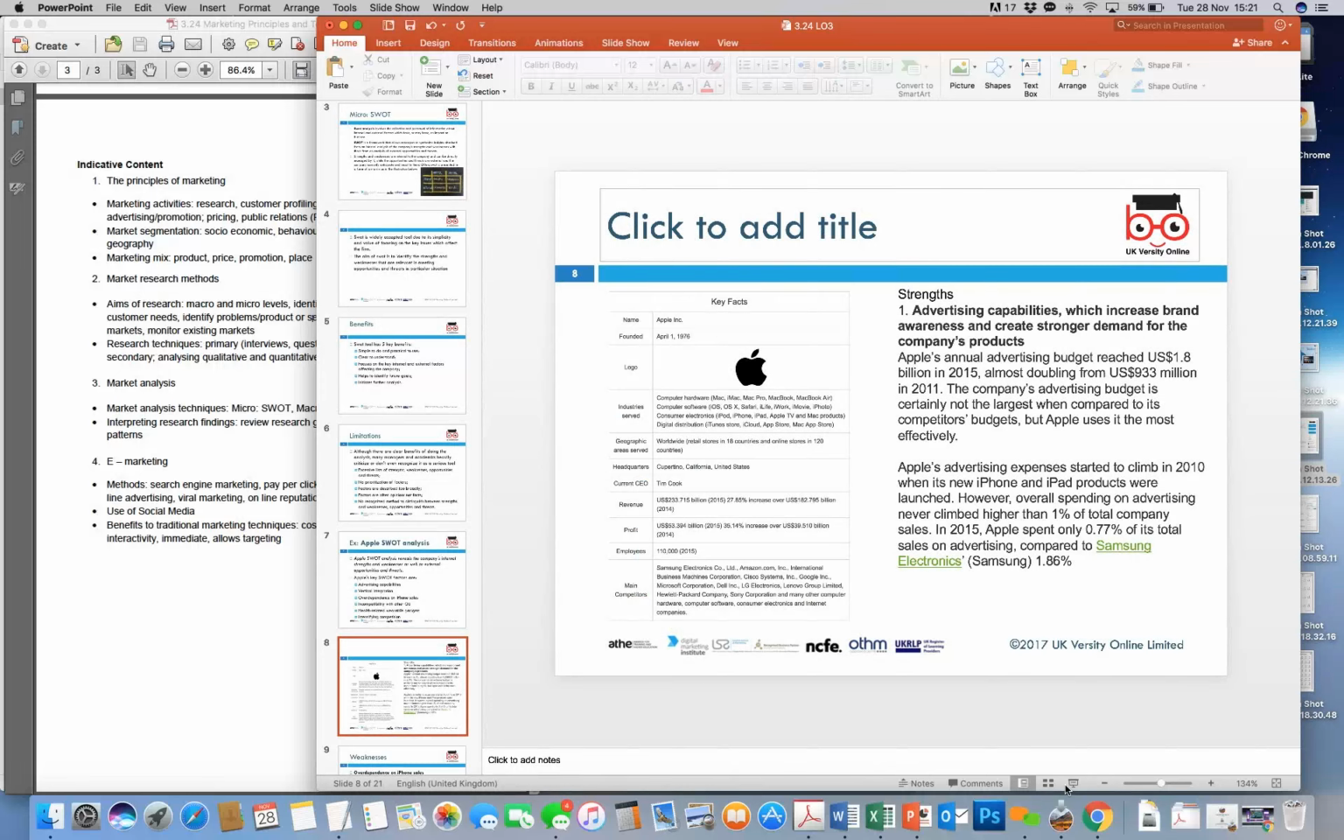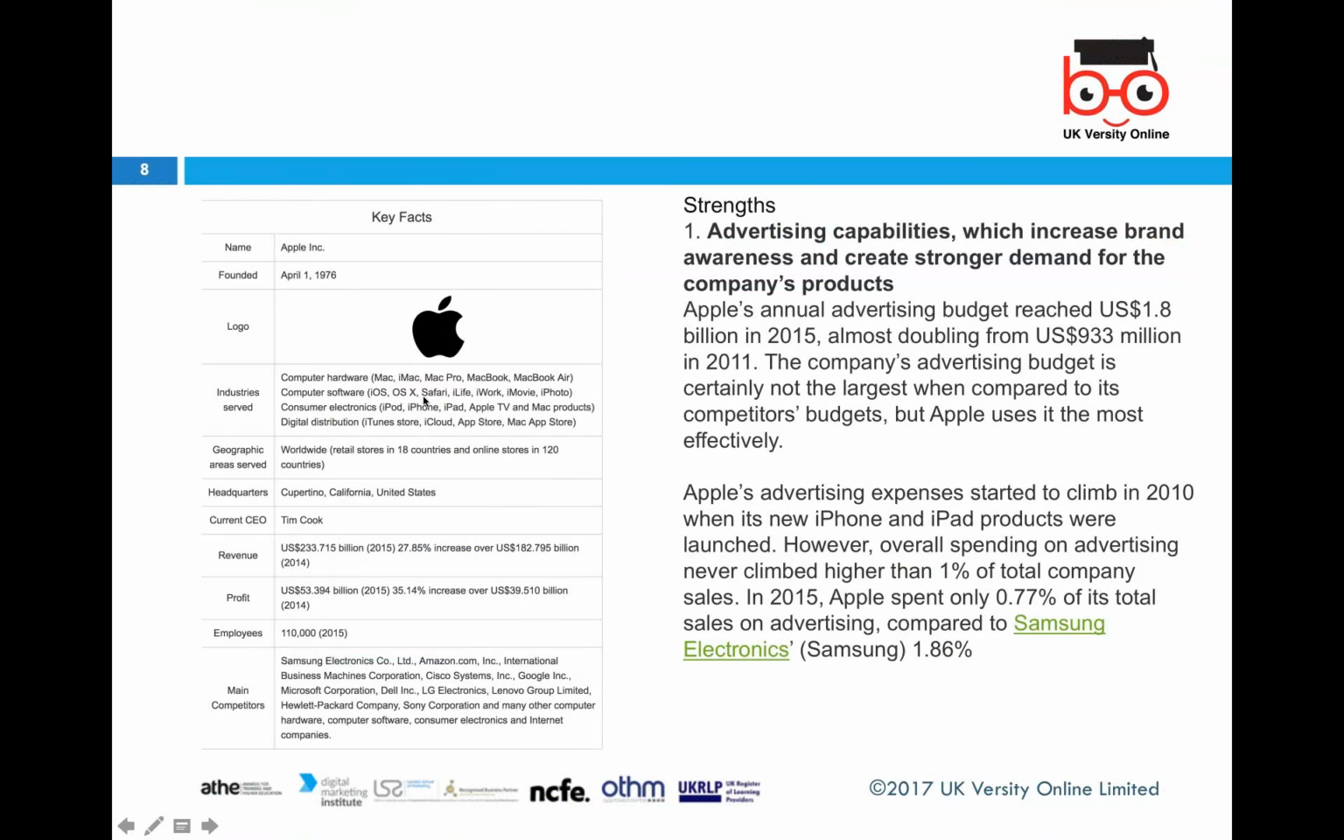So I've got a snapshot of Apple in terms of key facts here. This is 2015, 2016 financial year data. Then let's look at some of the strengths. Obviously, it has a very large advertising budget. It's spending nearly $2 billion on advertising, which is almost double that of 2011, because the iPhone has become fairly successful. Most of its advertising campaigns are in and around the iPhone. We've not seen anything else being advertised apart from the Apple Watch and the iPhone.